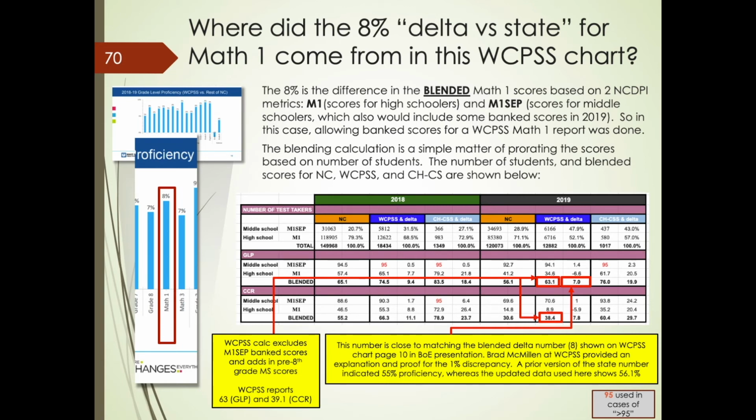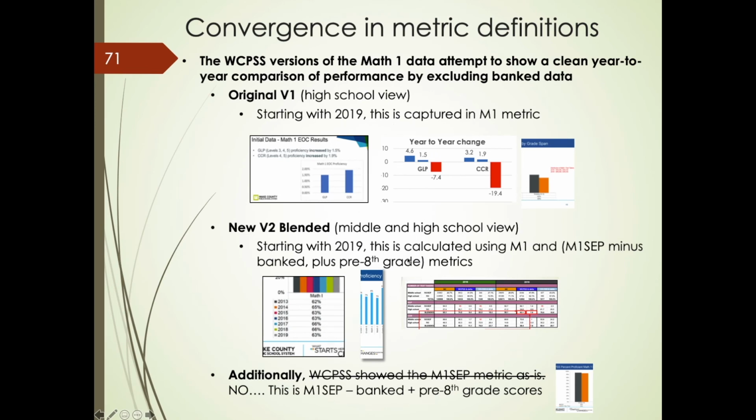So again, the main difference is the middle schoolers' Math 1 EOC scores are counted into the Wake County calculation during the year they are given the test, whereas the M1 SEP metric banks any of the pre-8th grade test scores and brings them into the M1 SEP metric in a future year when that student reaches the 8th grade. And then on this chart, everything here made a couple of changes here.